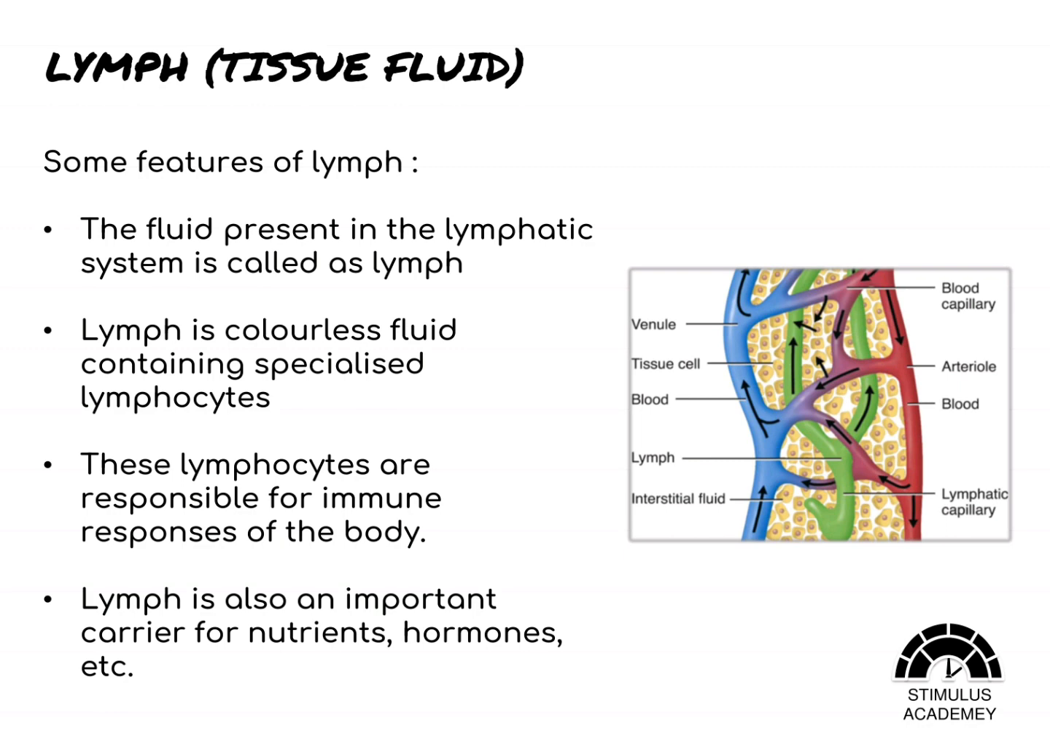Some features of lymph. The fluid present in the lymphatic system is called lymph. Lymph is a colorless fluid containing specialized lymphocytes. We know this. These lymphocytes are responsible for the immune response of the body. Lymph is also an important carrier for nutrients and hormones.